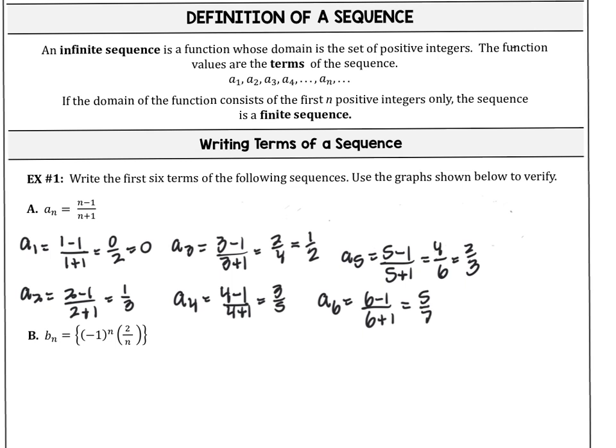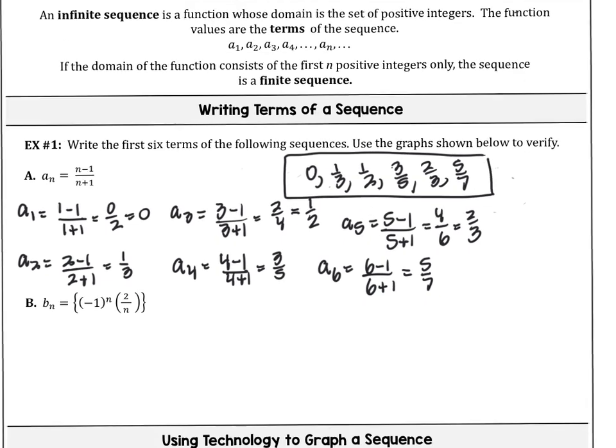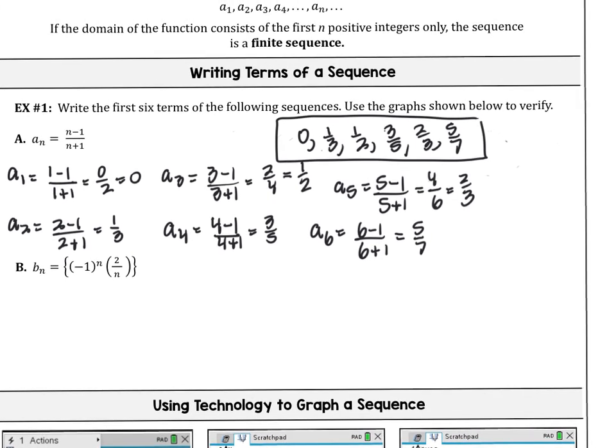All right, so we have our terms. So our first 6 terms would be 0, 1/3, 1/2, 3/5, 2/3, and 5/7. Notice how on part B it's a little bit different, but it's still, they're using b instead of a, but the subscript is still there, of course.